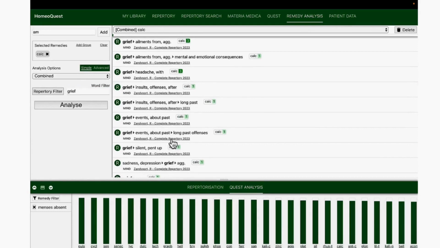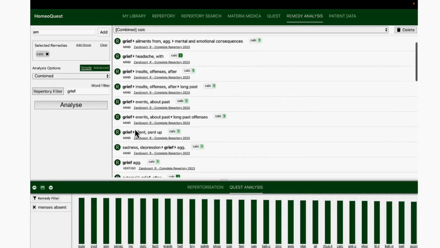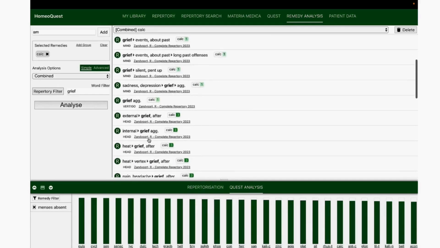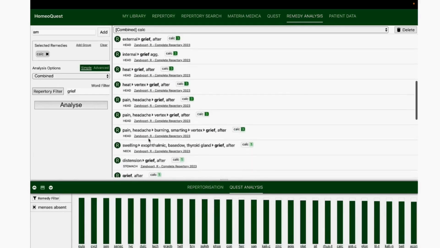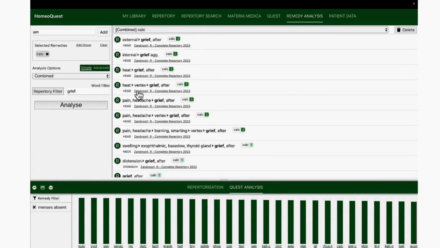And that comes up very often. So you can see it's about insults or offenses that have been long, long ago, and that grief is silent. It's pent up. It's not expressed directly. What else do you see? There's this interesting symptom here coming up. Heat of the vertex with grief. So wherever a patient has headache, but a very peculiar type of headache, vertex, burning, or heat, if that comes up, you have your Calc Carb.